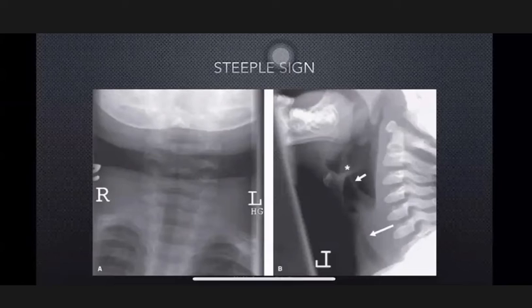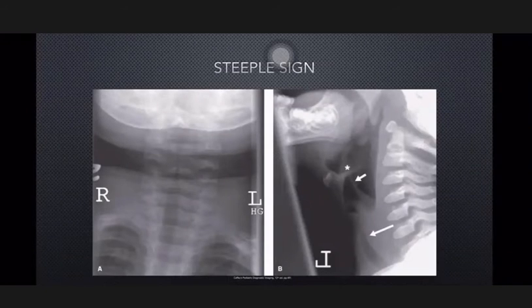In the AP view shown in image A, there is symmetrical subglottic narrowing causing loss of the normal shoulders of the subglottic airway, called the steeple or pencil point sign. And on the lateral view, the subglottic airway blurs below the vocal cords, reflecting the narrowing seen on the frontal radiograph.